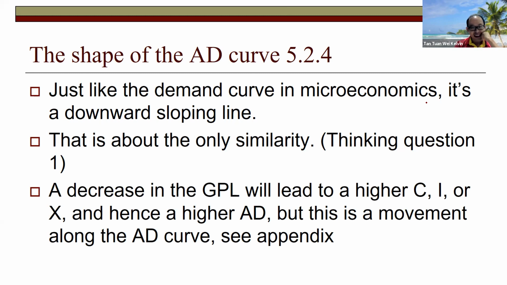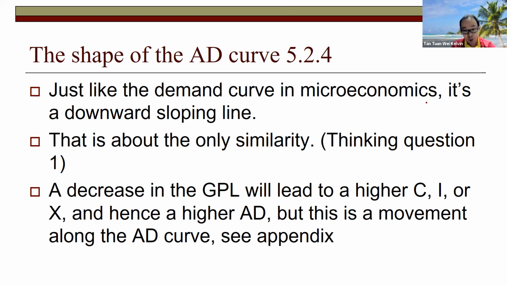Why do we draw the aggregate demand curve downward sloping? What it basically means is that a decrease in the general price level will indeed lead to a higher C, I or X. So when you go down the aggregate demand curve, the aggregate demand is higher. But take note, this is a movement along the aggregate demand curve.